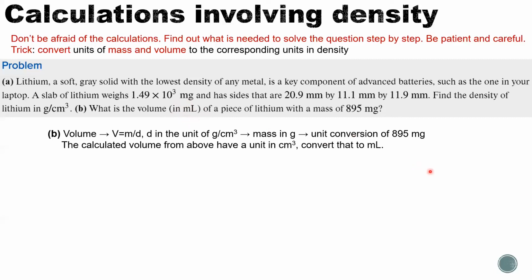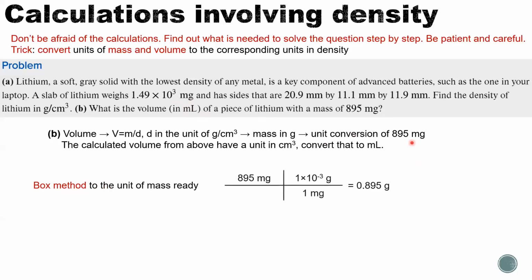Okay, so let's do it. Using the box method to convert the unit of mass, 895 milligrams can be converted to 0.895 gram. Then we can use the density equation. Volume equals mass over density. I used the number before rounding off in the previous question to maintain accuracy. And then we have the volume as this number. Because we haven't done the unit conversion yet, I'm still keeping a lot of decimals in the intermediate steps.